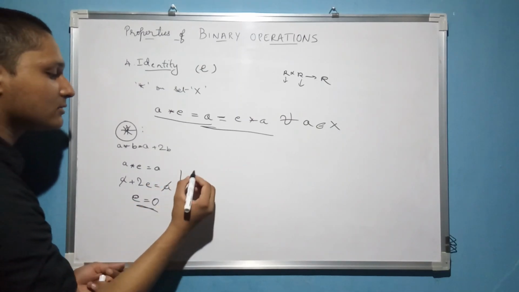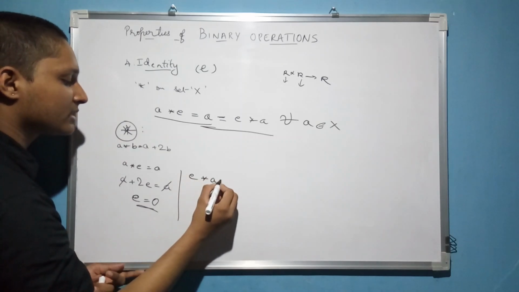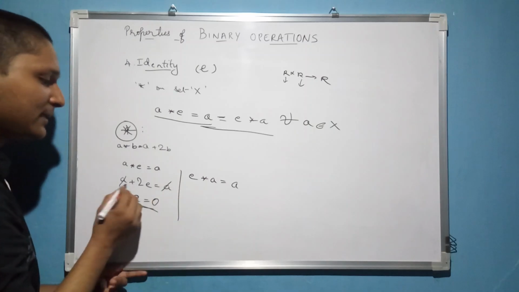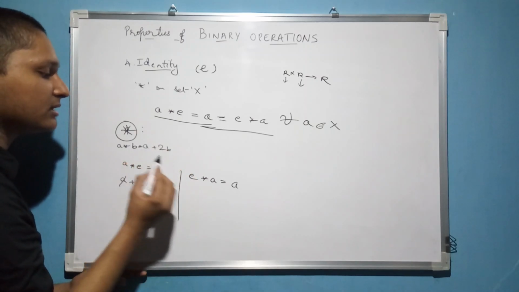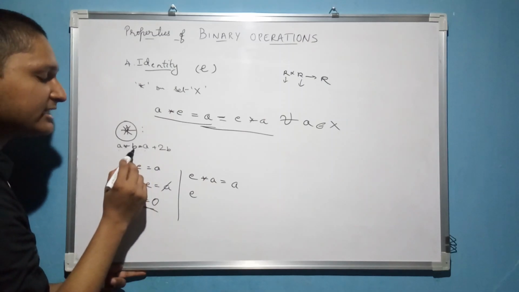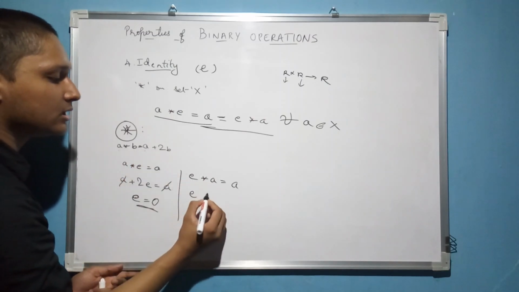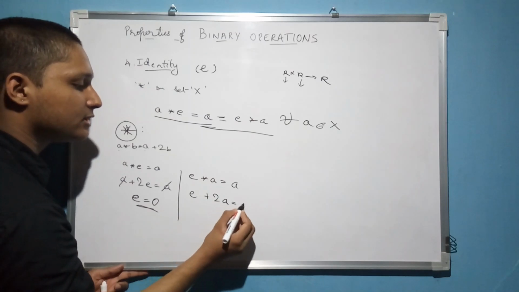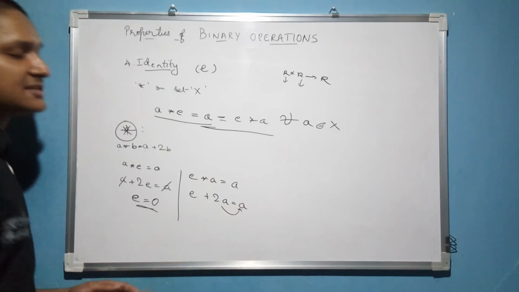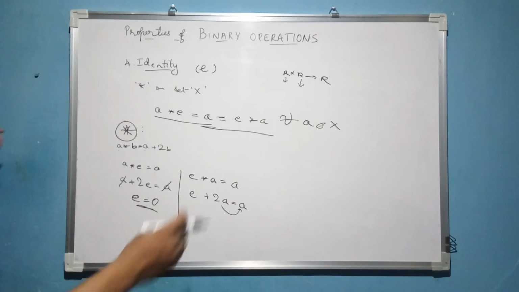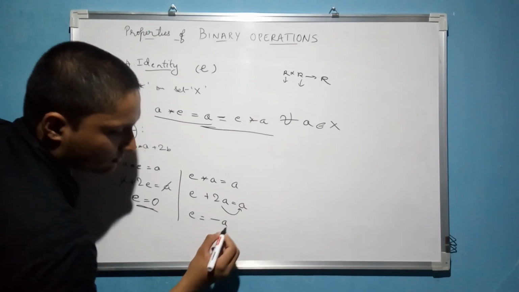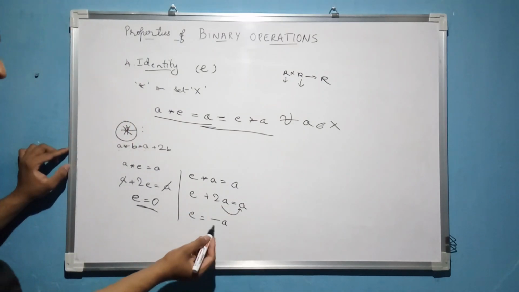So the second part shows that E star A is equal to A. Then applying this, that is A plus 2B, A is E here, the first number. The second number is A here. So it becomes E plus 2A, which is equal to A. So I need to transpose here. That is E is equal to minus A. A minus 2A comes to be minus A.